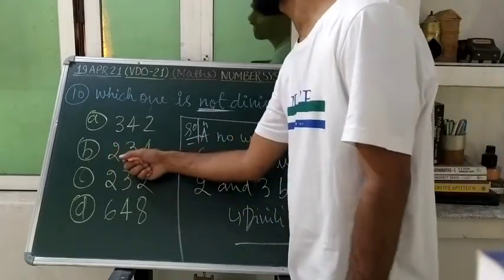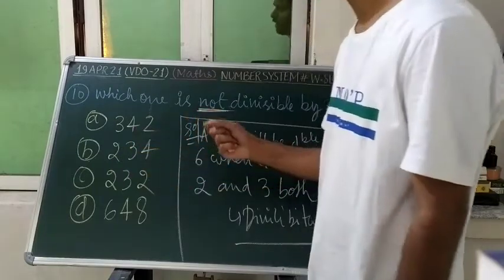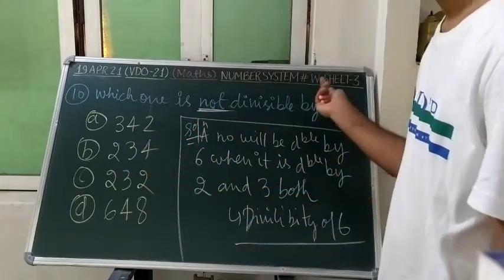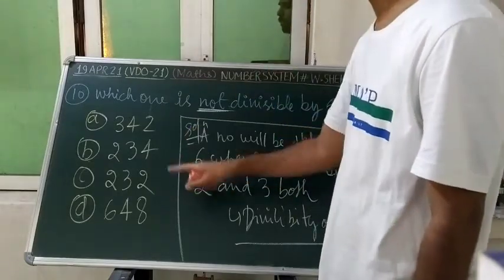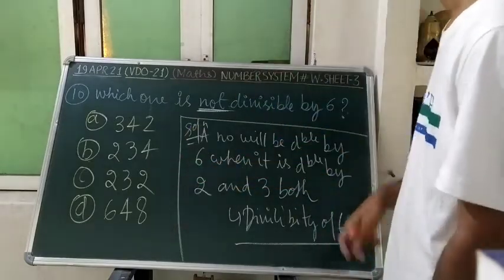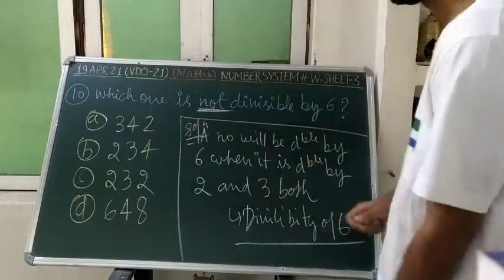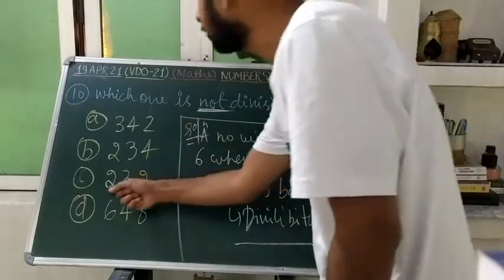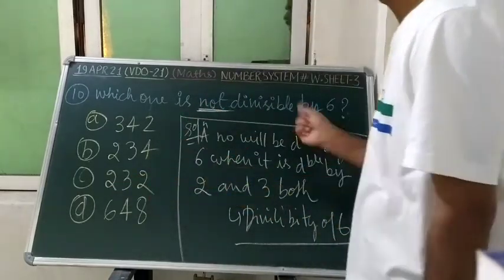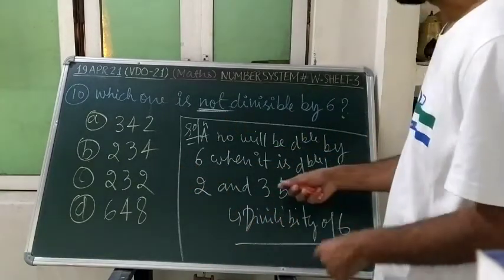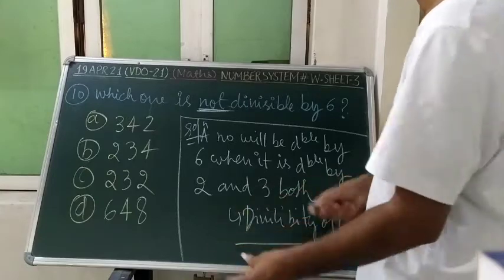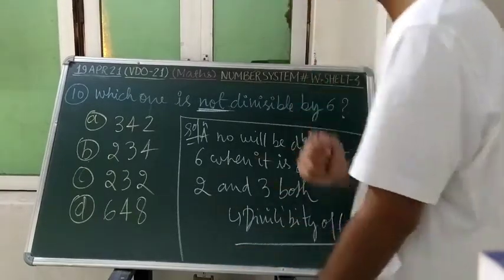So 2 plus 3, 5. 5 plus 4, 9. And 9 is divisible by 3. So we are looking that this number is divisible by both 2 and 3, so it will be divisible by 6 as well. Now select this one. We will check whether it is divisible by 2 or 3. If it is divisible by both 2 and 3, then it will be divisible by 6 as well.